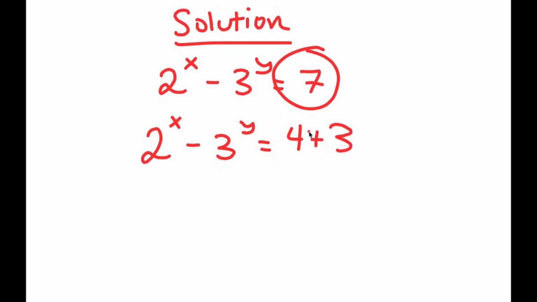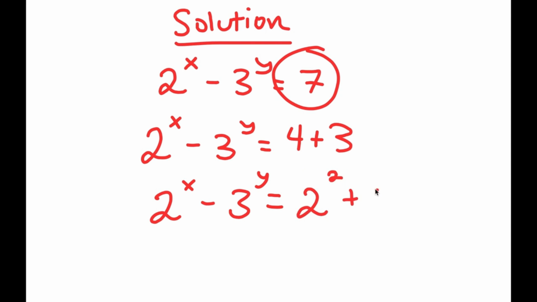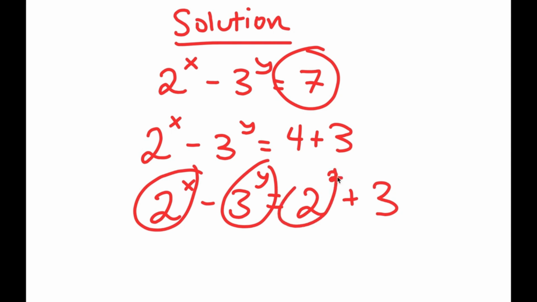And the reason I did this was because 4 is the same thing as 2 squared. So now I get 2 squared plus 3. And notice how I have something in the form 2 to the power of number minus 3 to the power of number is equal to 2 to the power of number, and I also have 3 to the power of 1.